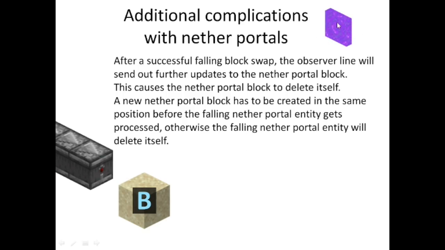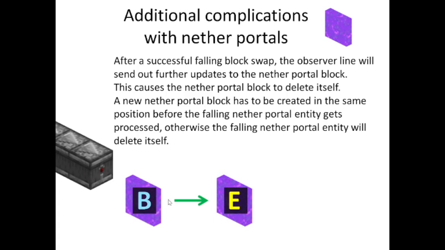Now, if you want to do falling block swaps with Nether portals, there's one additional complication. Namely, after you get a falling block swap with Nether portals, you need to do additional stuff to ensure that the Nether portal entity survives. Because the problem is that after you get a falling block swap, the async observer line will still update the Nether portal a bunch of times, and the Nether portal will not be part of a valid portal frame at the time. So the observer line will actually update and delete the portal block.